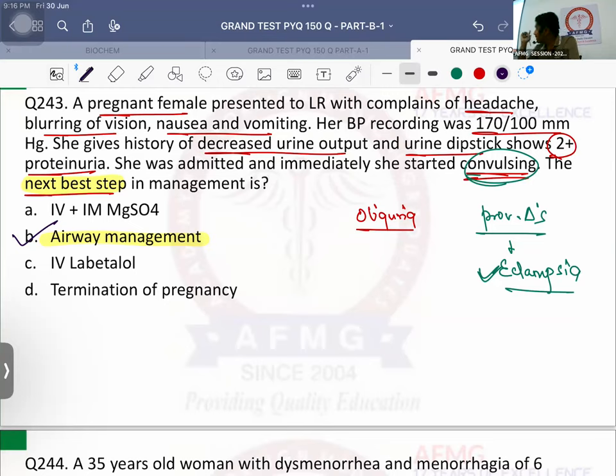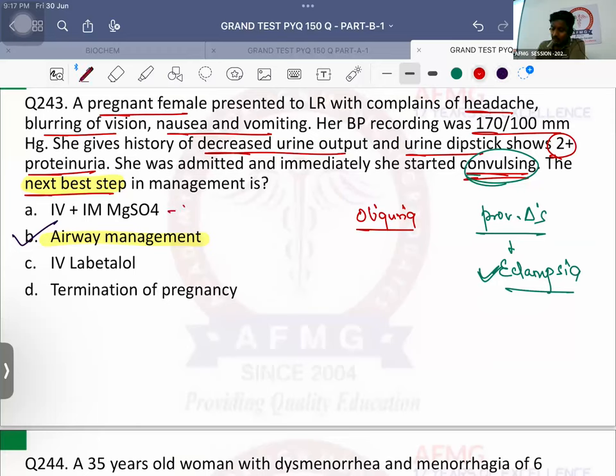Logically jao na. Patient convulse kar raha hai, tum usko IV magnesium sulfate deke karoge kya batao? Convulsion stop honge, but uske pehle wo mara ga to respiratory arrest. Magnesium sulfate chamatkari thodi ki 2 second mein kaam kar jayega. ABC na, basic resuscitation, airway, breathing, circulation. Kabhi bhi koi patient bleeding ke saath aata hai, convulsions ke saath aata hai. First step is always basic resuscitation. So airway, breathing and circulation has to be managed.